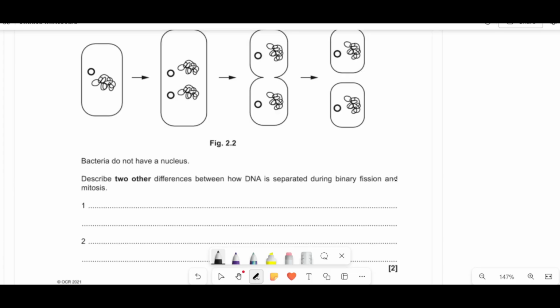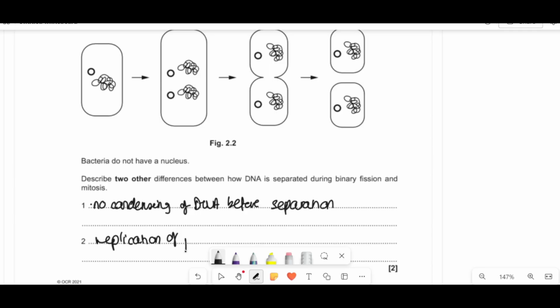So here then, can you see how there's just a loop of DNA, loop of DNA, loop of DNA? It's not condensing into those nice chromosomes. So no condensing of DNA before separation. As well as that, we have replication of plasmids, don't we? And they can be in varying numbers as well. But here it's the same, so we're going to write that.